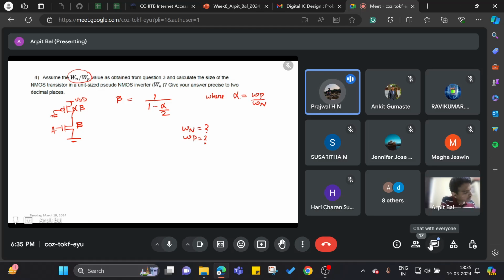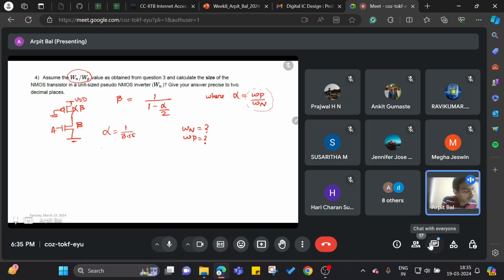Wp is 0.327. Okay, and what is Wn? 1.163. So what is the value of alpha that you got? I just kept it as 1 by 3.56. I didn't calculate it. Okay, that's fine. Earlier we calculated Wn by Wp; here we just need to take the reciprocal of that, so 1 by 3.56.